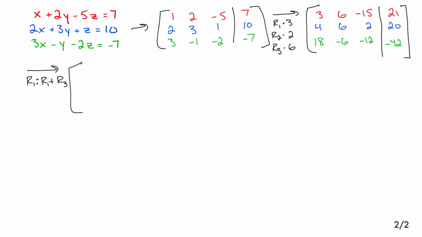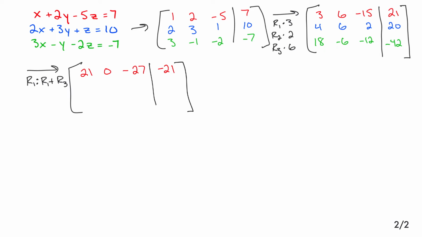So the red 3 and the green 18 are going to combine through addition to get me 21. The red 6 and the green negative 6 from the third row are going to combine to get me a 0. The red 15 and the green negative 12 is going to get me a negative 27, vertical line. And then the red 21 for the solution and the negative 42 is going to give me a negative 21. And I'm already dreading the next step I'm going to do after this.